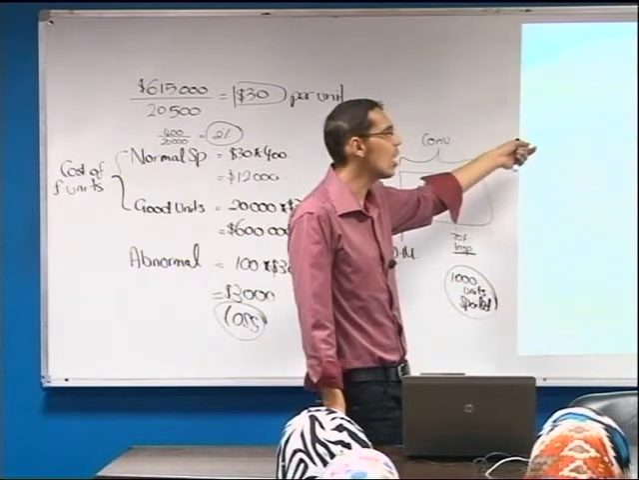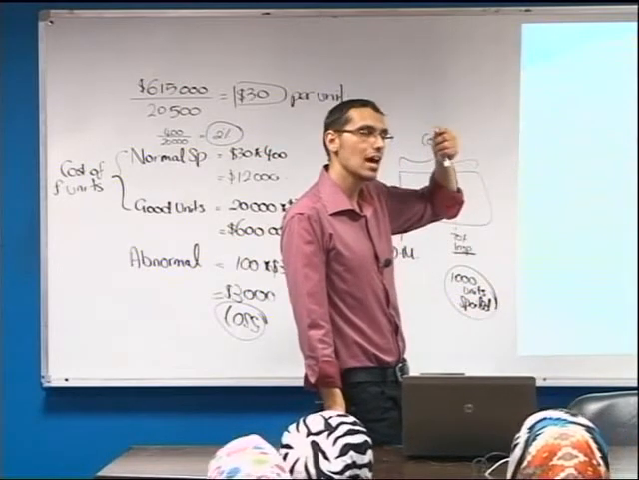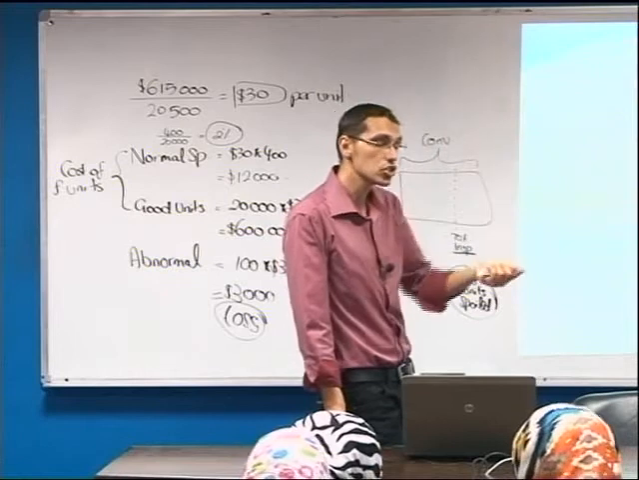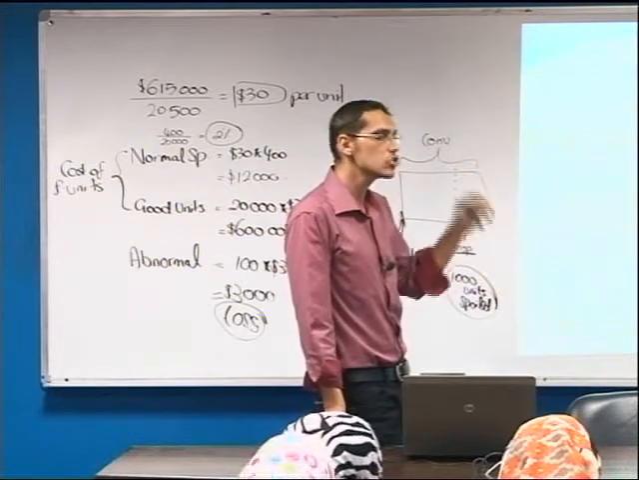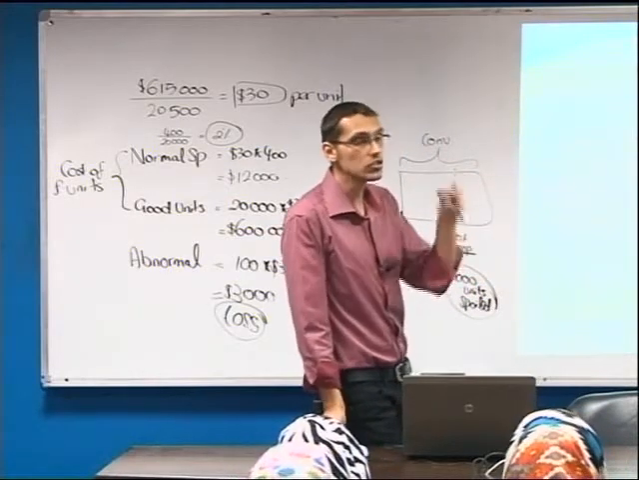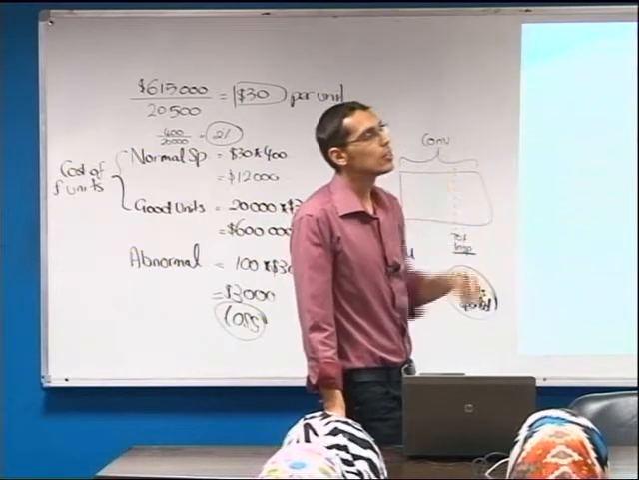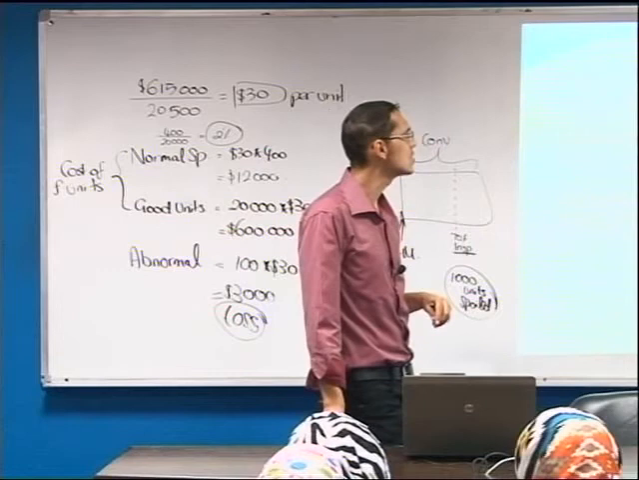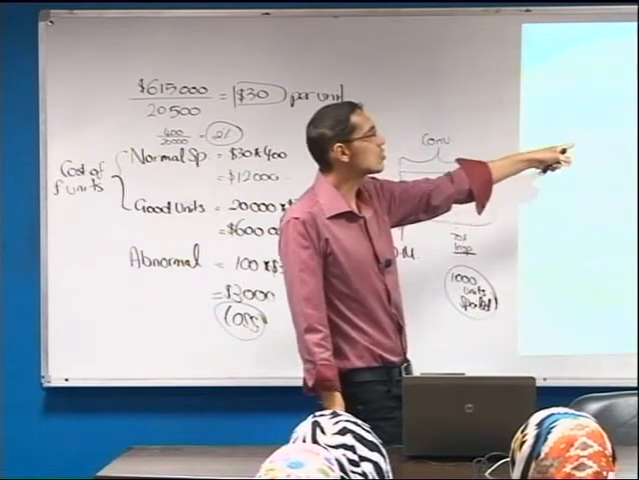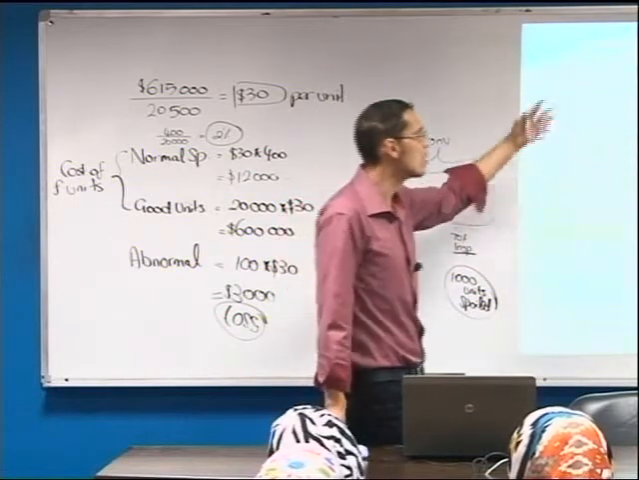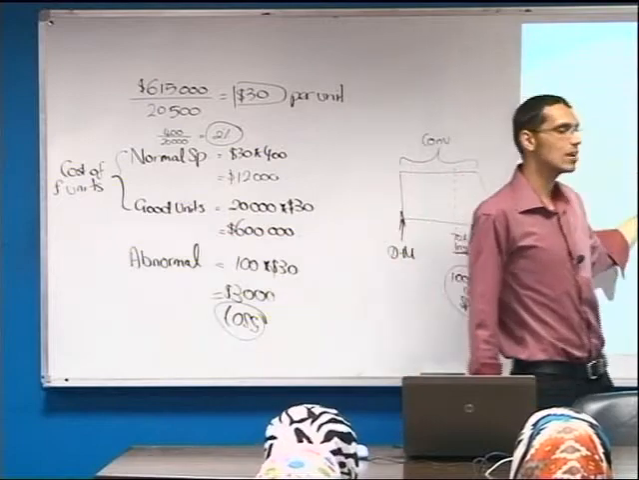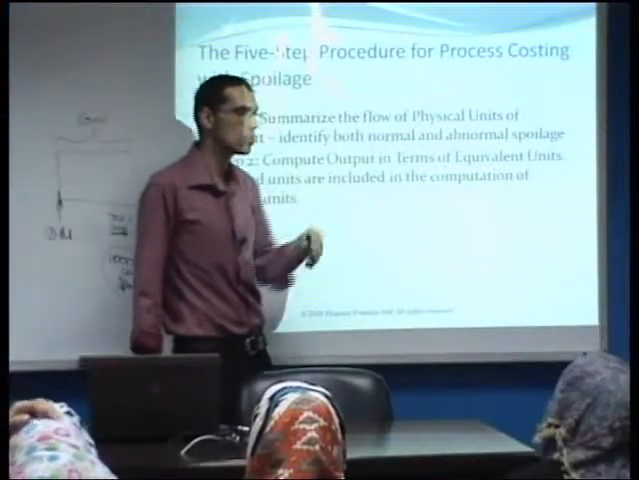Therefore, the addition in step number 1 is to determine what would be the spoiled units and what would be the good units. Of course, we are going to summarize the flow of physical units. From the summarization, we are going to identify the normal and the abnormal spoilage.